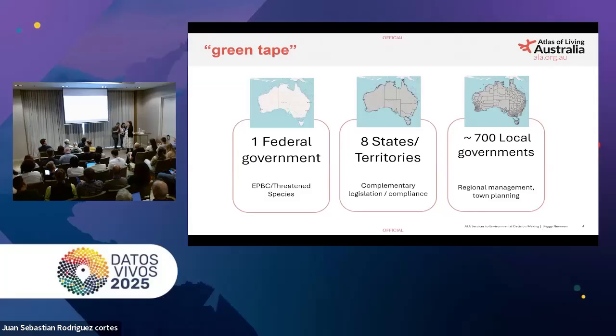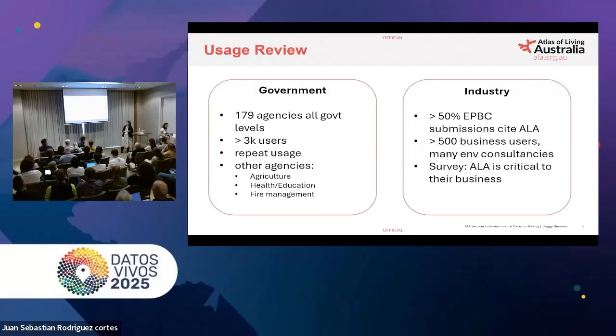Groundwork, I guess, and then we have 700 local governments who are on the ground working with developments and local and regional management. When we did our usage review, we found that we had 180 agencies at all government levels using the Atlas. Over 3,000 users use it as part of their regular work, and not just the departments of environment or environment-related stuff, but also agriculture, health and education, and fire management, and quite a few more.